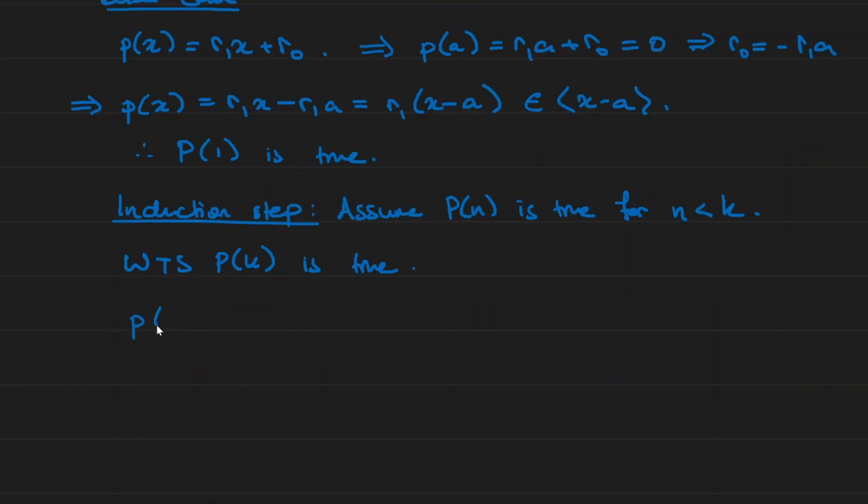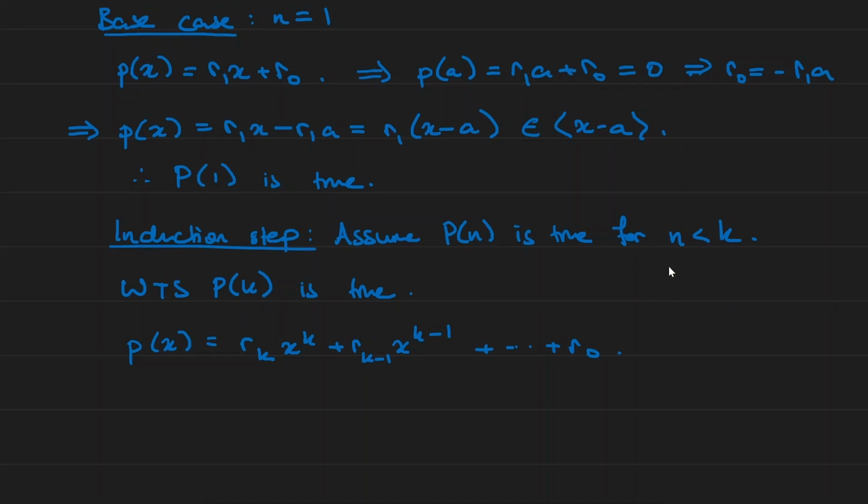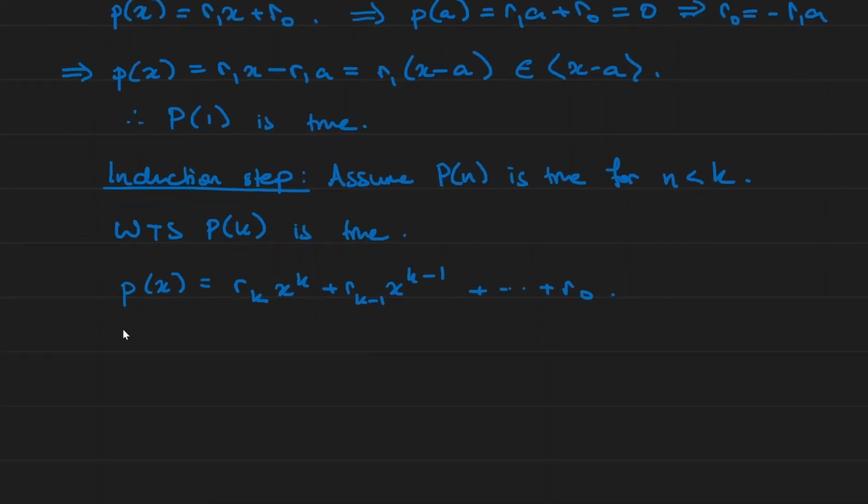At the moment, our polynomial p of x looks something like r_k x to the k, plus r_{k-1} x to the k minus 1, all the way down to your constants. Now what I'm going to do is try to construct a polynomial with smaller degree than k, so I can use this inductive hypothesis somehow. And the way I'm going to do that is I'm going to define the following polynomial, g of x, and that's going to be equal to p of x, but I want to kill off this first term completely.